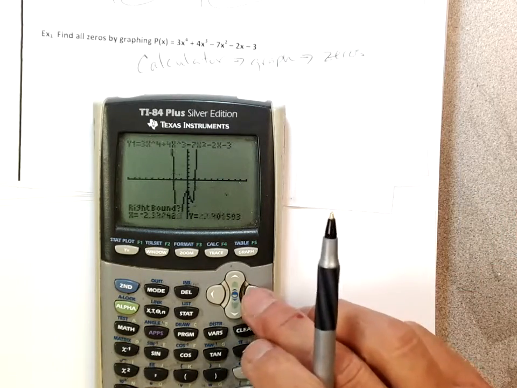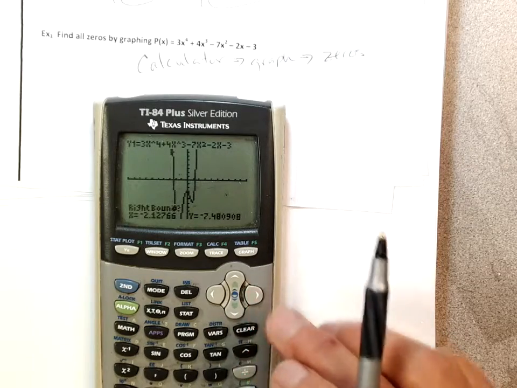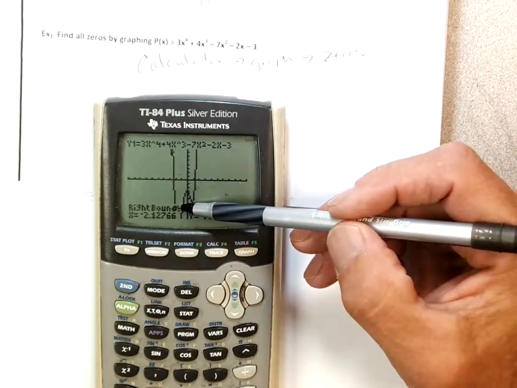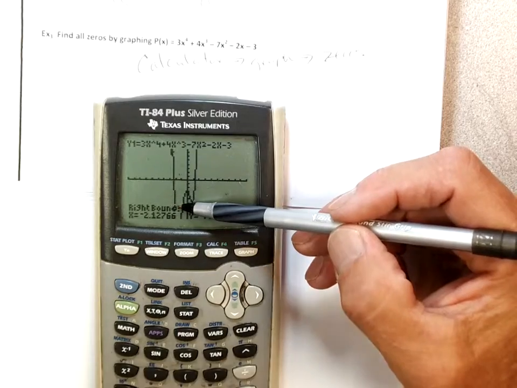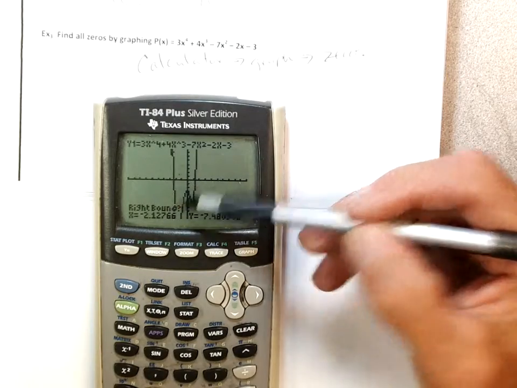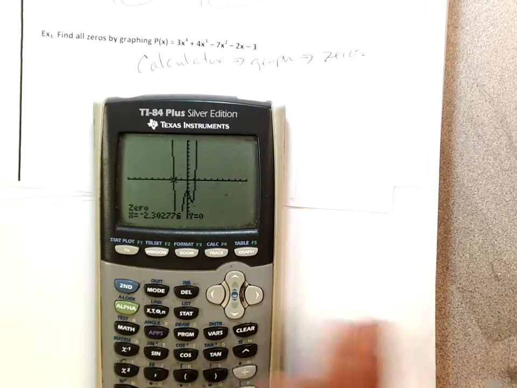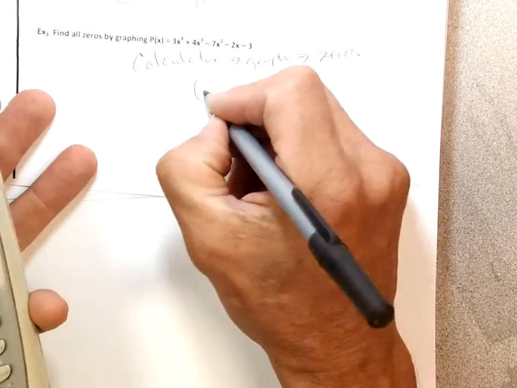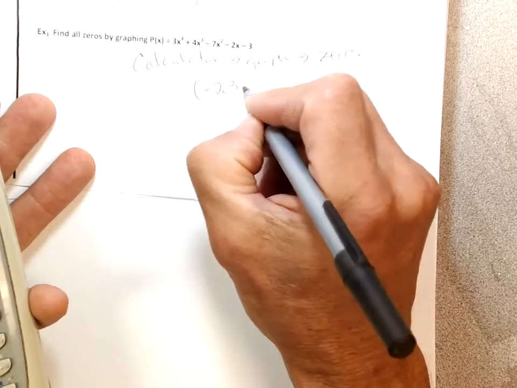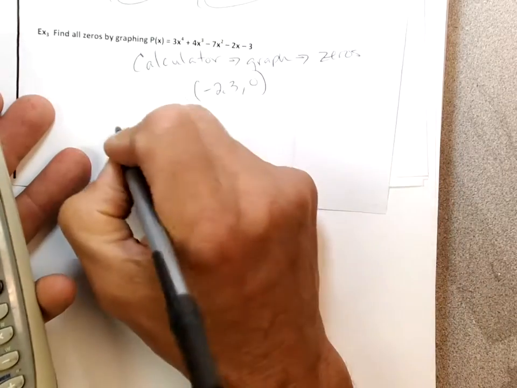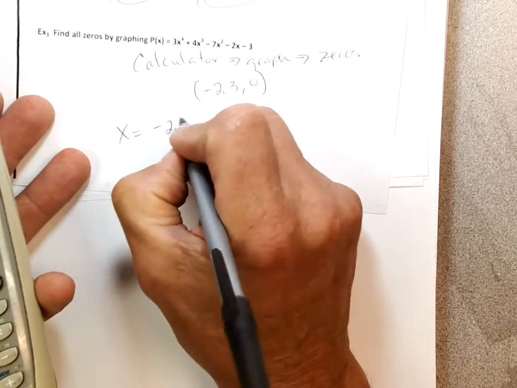Now I'll bring my cursor right about there. Even though it's below it, it's still on the right-hand side of it. Does that make sense? Lock it in, guess. Okay, so one of my zeros is about negative 2.3, okay? So it's about a negative 2.3, comma 0, or x equals a negative 2.3.